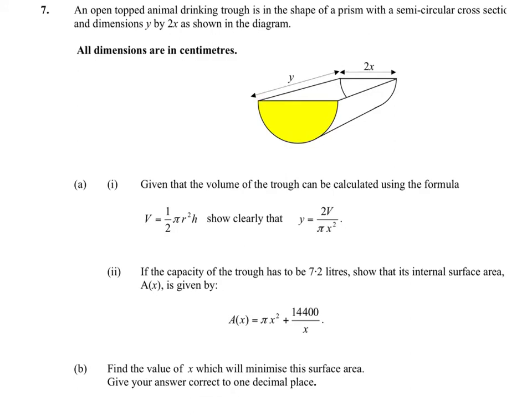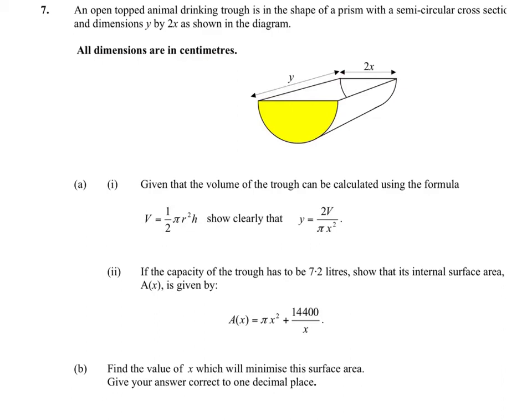Question number 7. One of the first things we should realise when reading through this question is that it is in fact an optimisation question. We're told that an open-topped animal drinking trough is in the shape of a prism with a semicircular cross-section and dimensions y by 2x shown here in the diagram. We are then told that all dimensions are in centimetres.